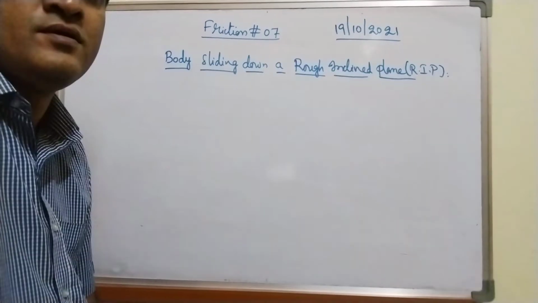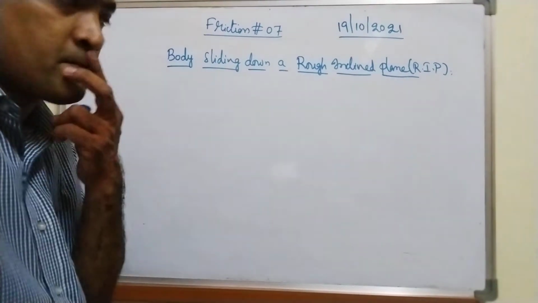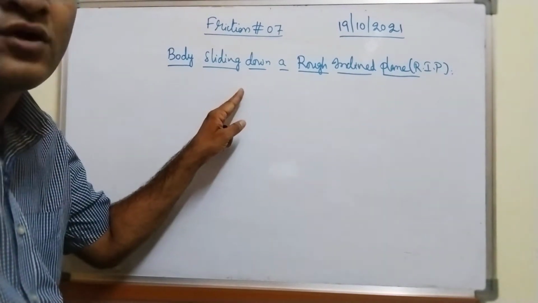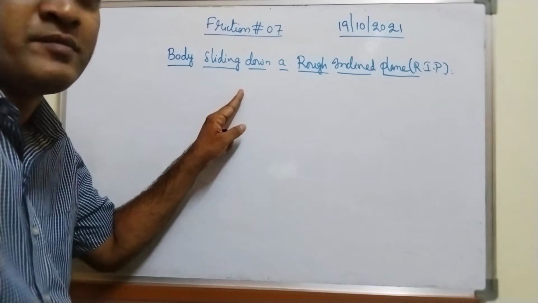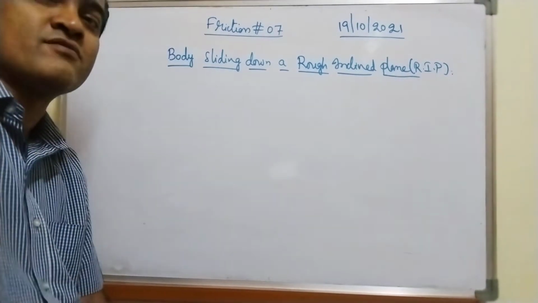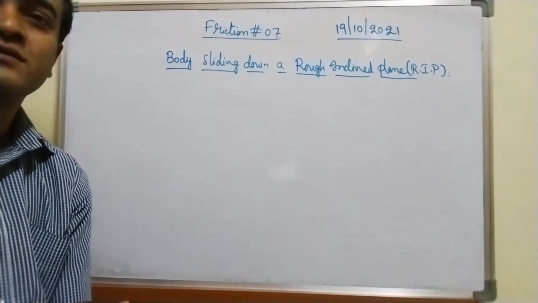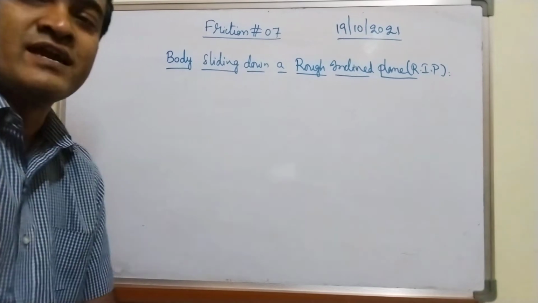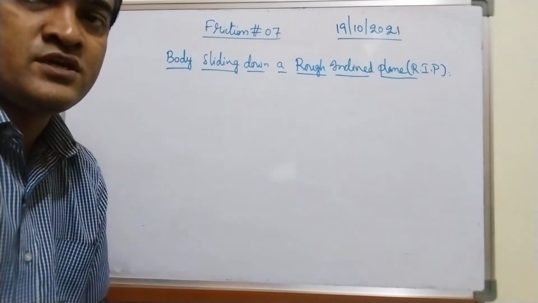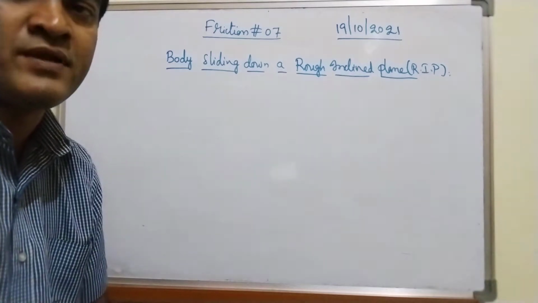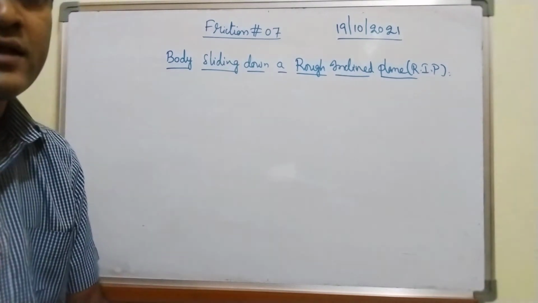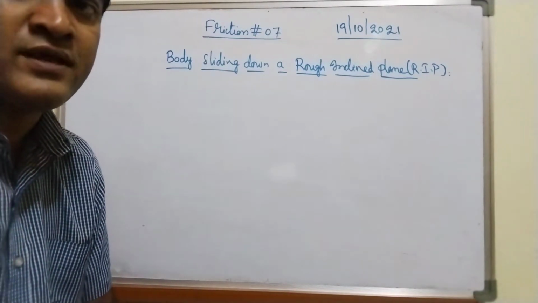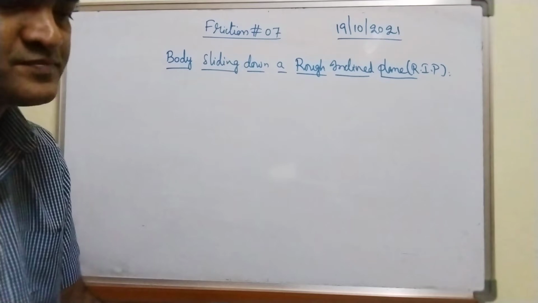Now this is what we are going to discuss: a body or block sliding down a rough inclined plane. In short, I am writing rough inclined plane as RIP, right? Not rest in peace. This is rough inclined plane. I am using the acronym SIP for smooth inclined plane, and RIP for rough inclined plane.